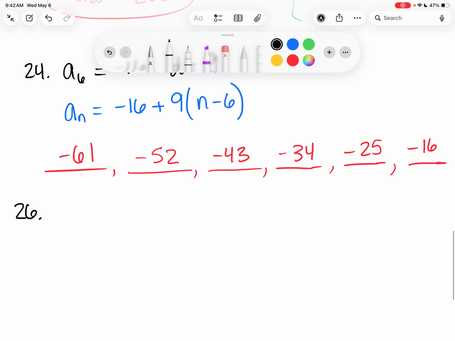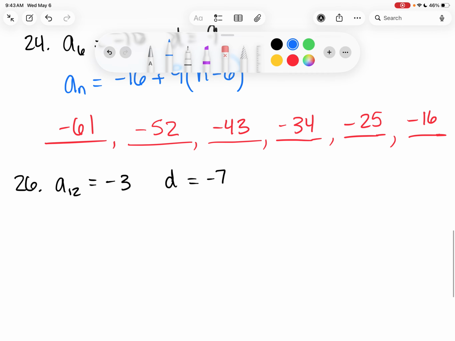Similar 26. A sub 12 is negative 3, and d is negative 7. So they still want the first 6 terms, but notice this time they started me with the 12th term. So let's set up our rule. Anyone want to give that one a shot? Set up the rule.